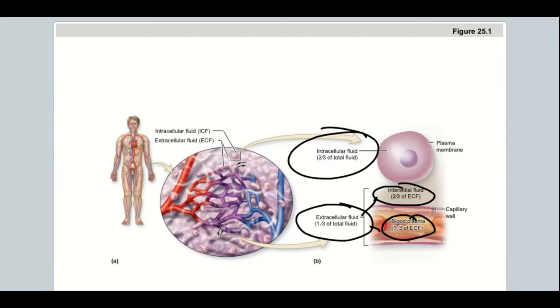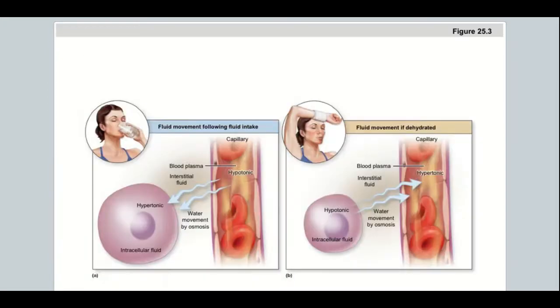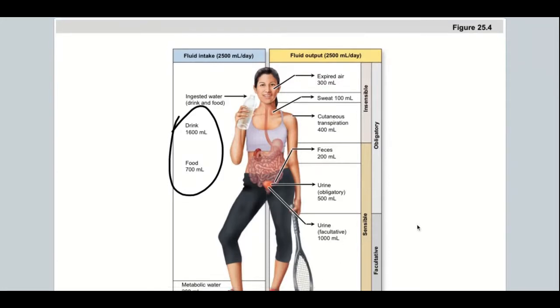Let's look at fluid intake, fluid output, and then we'll look at some fluid imbalances. This figure shows the way that your body can receive fluid, or water really is what we're talking about here, and then fluid output. For fluid intake, most comes from drink and food, so from your digestive system. What you eat and drink is the majority of the water that is in your body.